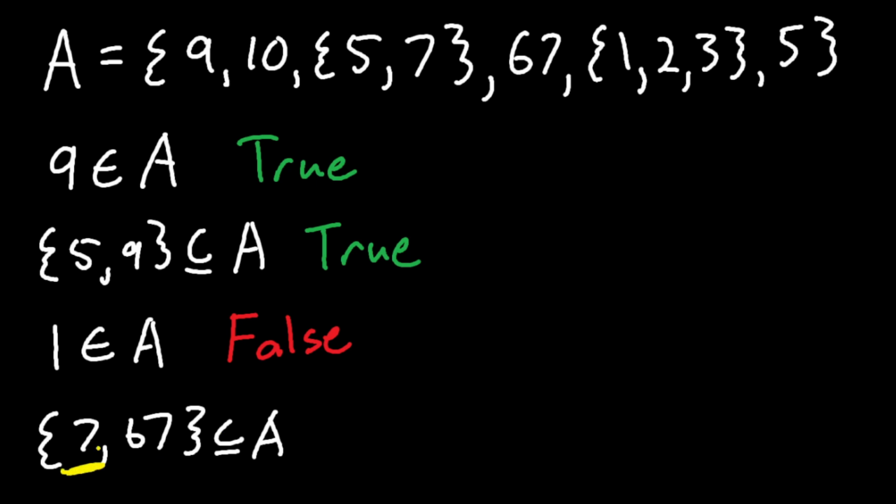What about 7? Well, 7 is right here, but it has brackets around it. So is the element 7 inside of set A? It's not. The element 7 is not inside of set A. It's in this nested set, but it's not in the set A individually. So therefore, this guy right here is false. {6, 7} is not a subset of A. There will be more to come.